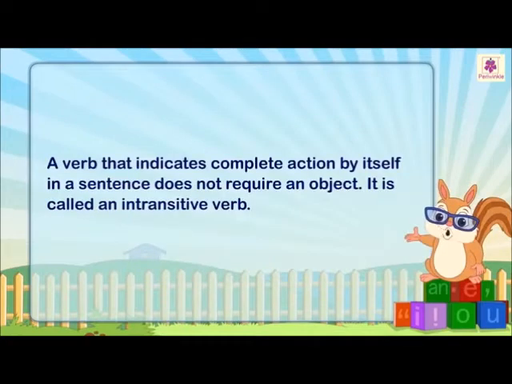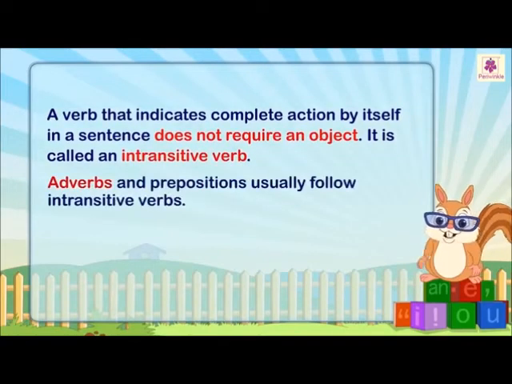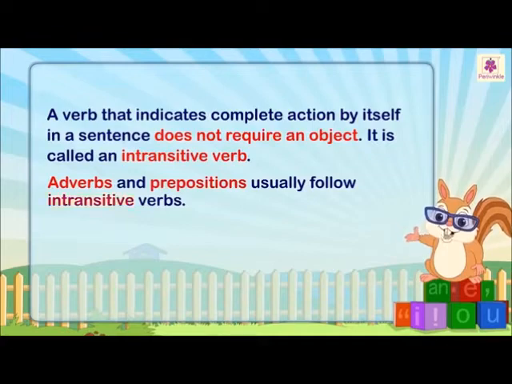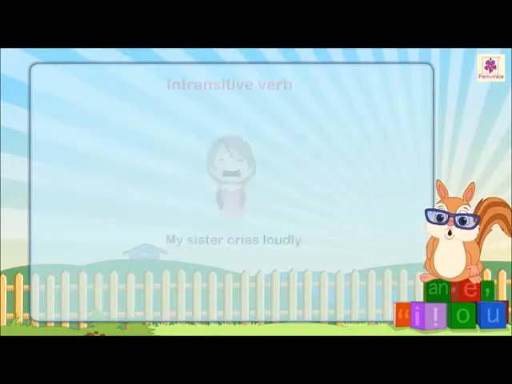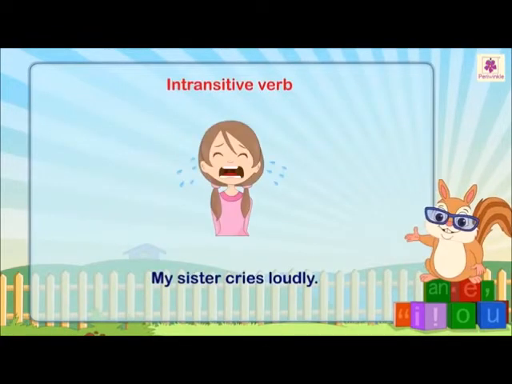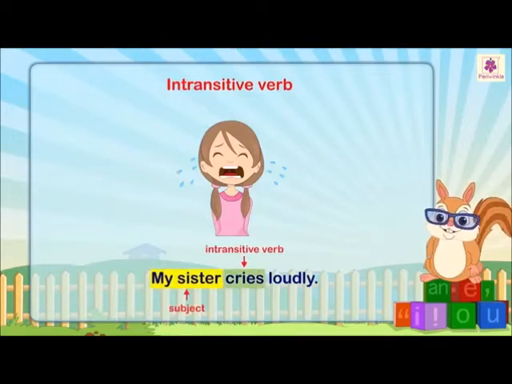A verb that indicates complete action by itself in a sentence does not require an object. It is called an intransitive verb. Adverbs and prepositions usually follow intransitive verbs. For example, my sister cries loudly. Here, my sister is the subject, cries is the intransitive verb, and loudly is the adverb.